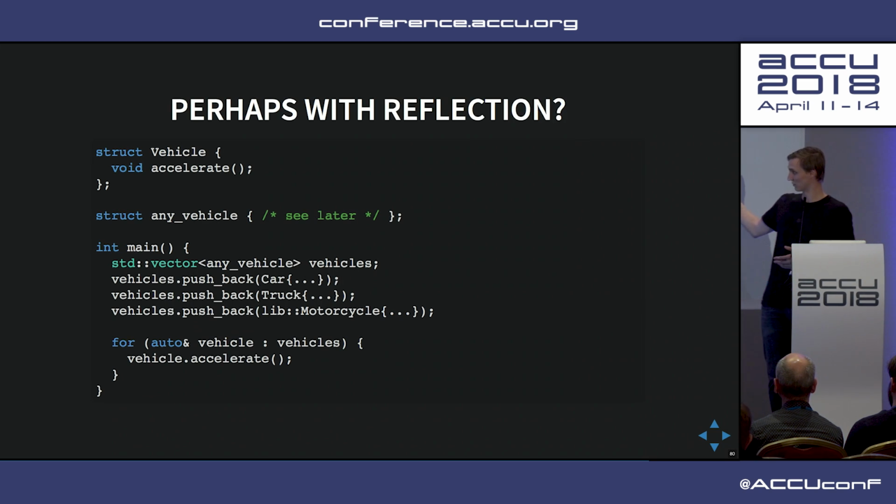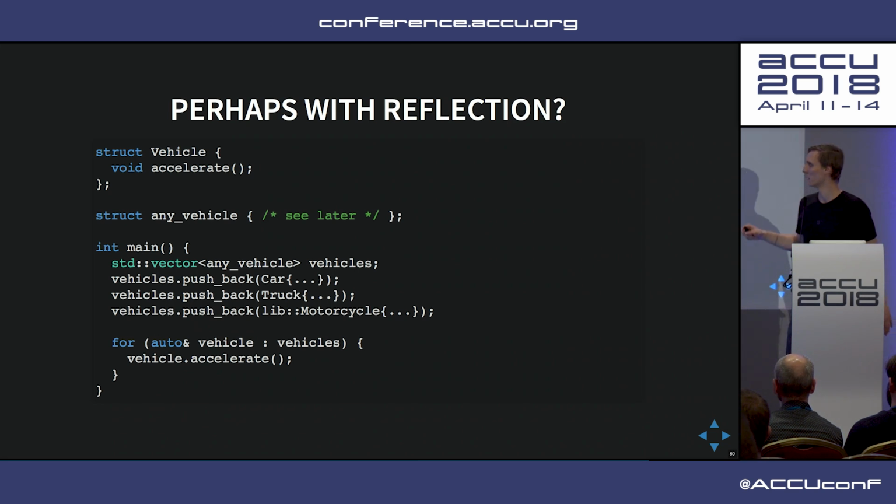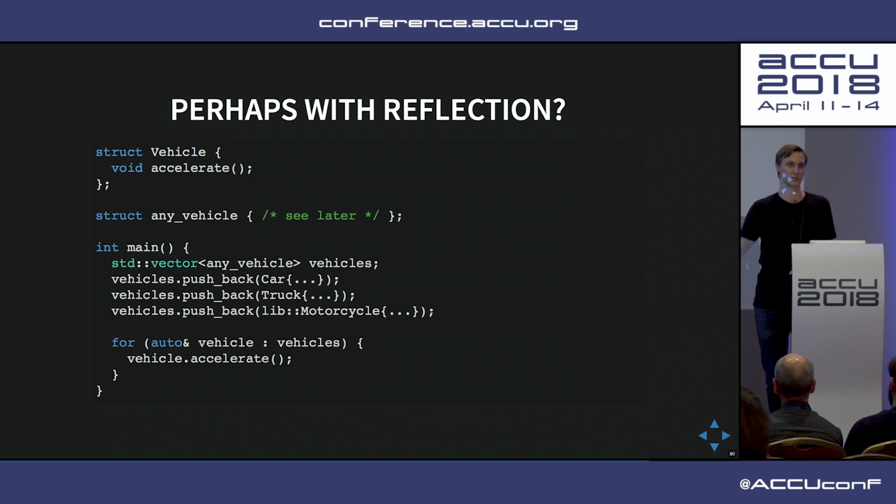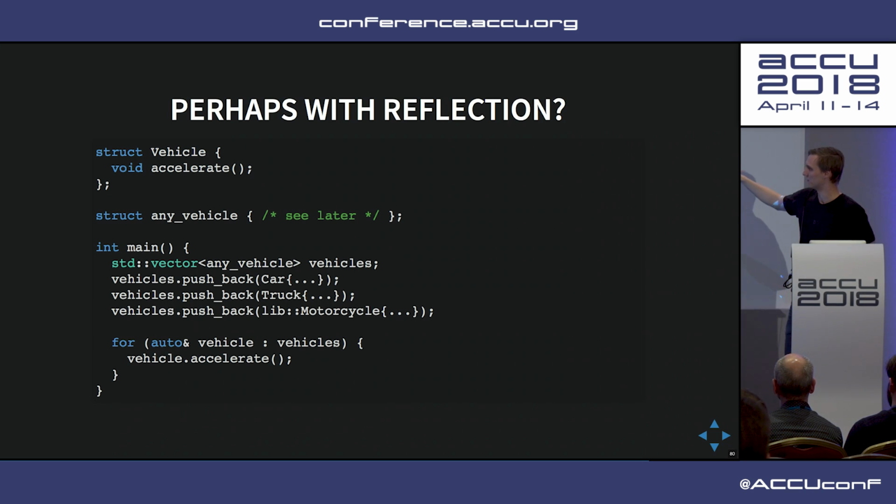Perhaps with reflection, we might be able to do something about this. Imagine I define a struct vehicle, and it just represents the interface of a vehicle. There's just a method in there, it's not implemented. I'm never going to do anything with this struct except reflect on it. Go look at what the definitions are in that struct, and then generate some fancy stuff based on that. And then I have something like any_vehicle, which is essentially my poly that I had earlier, and I can throw anything in my vector that contains any_vehicle, and it just works.